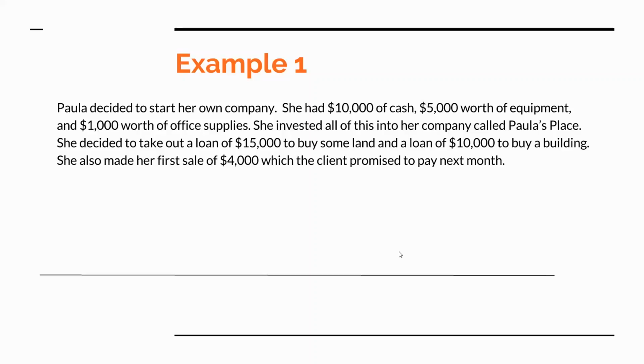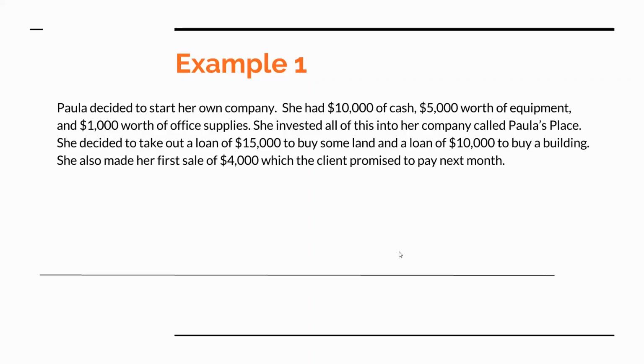She had $10,000 of cash, $5,000 of equipment, $1,000 worth of supplies, and she invested all of this into her company called Paula's Place. She decided to take out a loan of $15,000 to buy some land and a loan of $10,000 to buy a building. She also made her first sale of $4,000, which the client promised to pay next month.